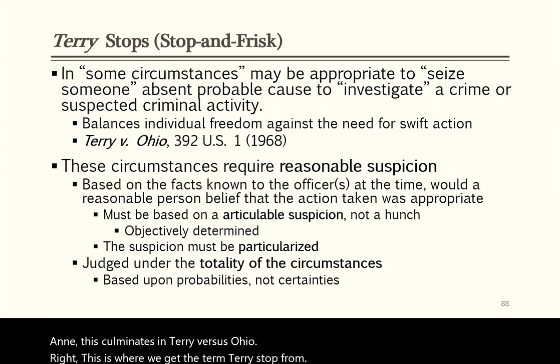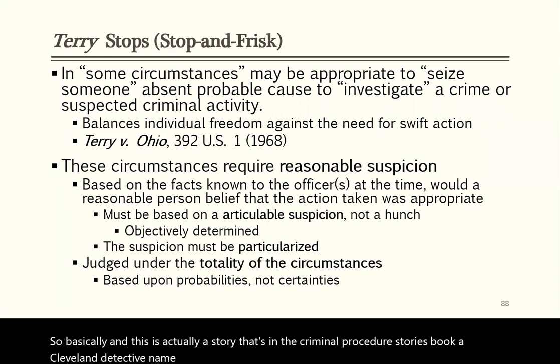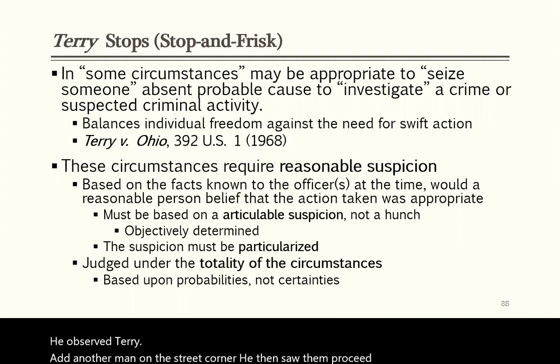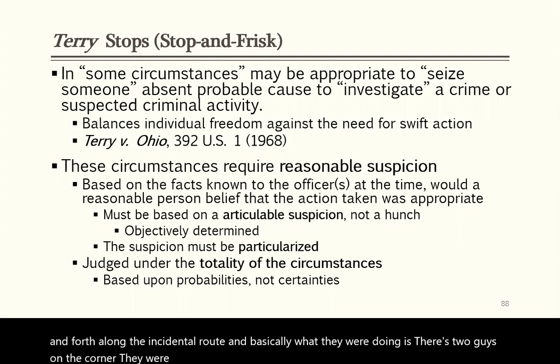So basically, and this is actually a story that's in the criminal procedure stories book, a Cleveland detective, his name was McFadden, had patrolled the downtown beat for several years. Okay? He observed Terry and another man on a street corner. He then saw them proceed alternately back and forth along an incidental route. Basically, there are two guys on the corner, walking back and forth, observing a store, right? Observing a shop.